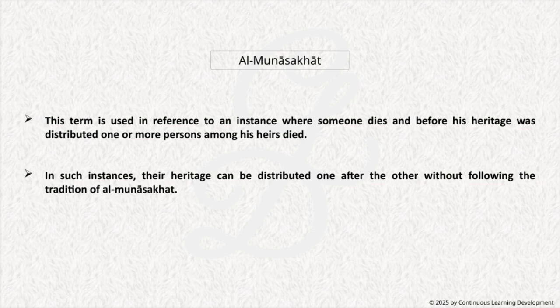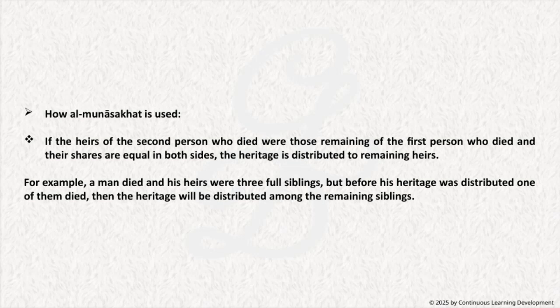Let's get started. Let's talk about how Munasakhat is used in inheritance cases. Imagine a situation where the heirs of the second person who passed away are actually the remaining heirs from the first person who died. If their shares are equal on both sides, then the inheritance is distributed only among those remaining heirs. For example, suppose a man passes away and he has 3 full siblings as heirs. Now, if before the inheritance is distributed, one of those siblings also passes away, then the inheritance will be divided among the remaining siblings only.